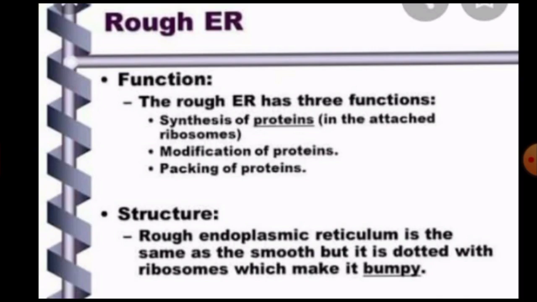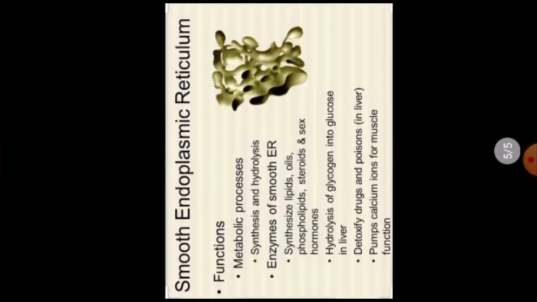Structure, as I've already shown in the diagram, but if it comes in the exam, if you have to elaborate the structure, you can write it like this. Rough endoplasmic reticulum is the same as smooth endoplasmic reticulum, but rough endoplasmic reticulum is arranged in sacs, a sac-like structure, not a tube-like structure. Tube-like structure is smooth endoplasmic reticulum, and rough endoplasmic reticulum is sac-like structure, but it is dotted with ribosomes, which makes it bumpy.